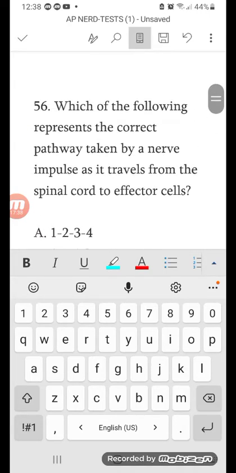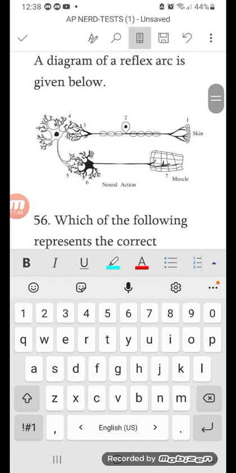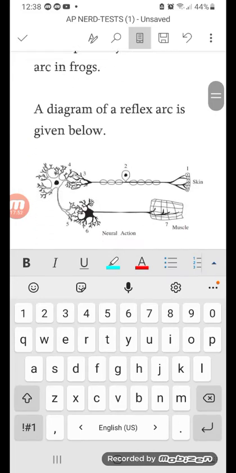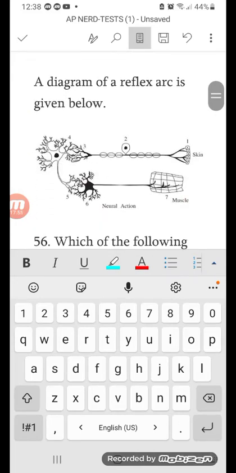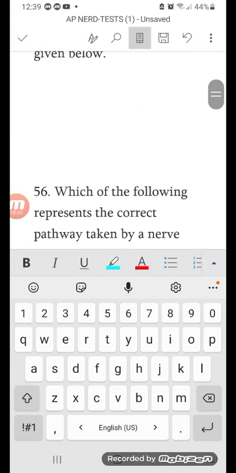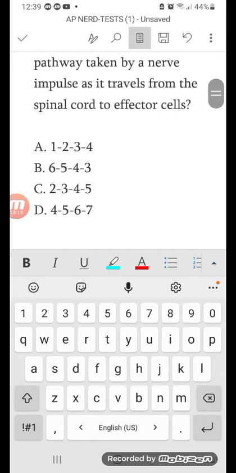Let's do 6, 5, 4, 3. 6, 5, no, it's not the sequence. It's not B. 2, 3, 4, 5 is an option. Okay. 4, 5, 6, 7. Okay. Could be, the last two, but the answer is C.